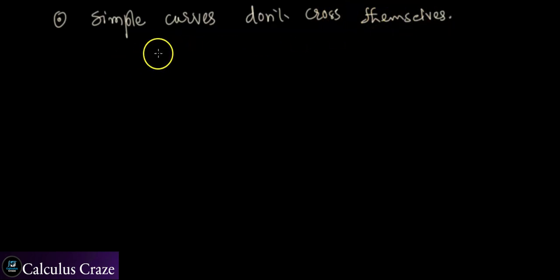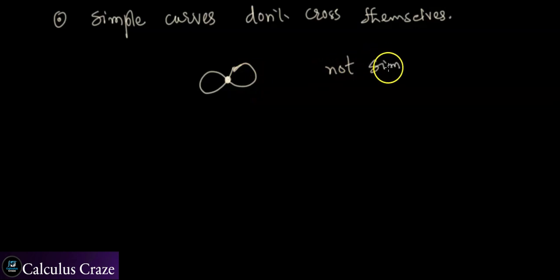So if I have a curve which is looking like this, you can see that this curve is coinciding at this point. So this is cutting itself, so it's not simple, right? And I can give you some more examples.